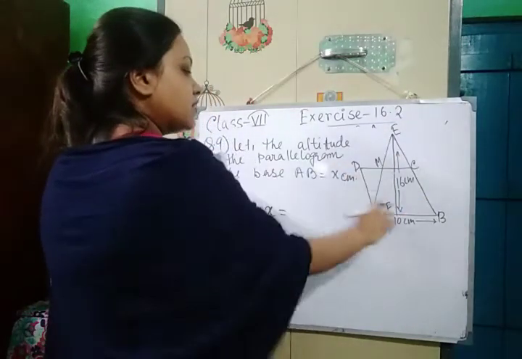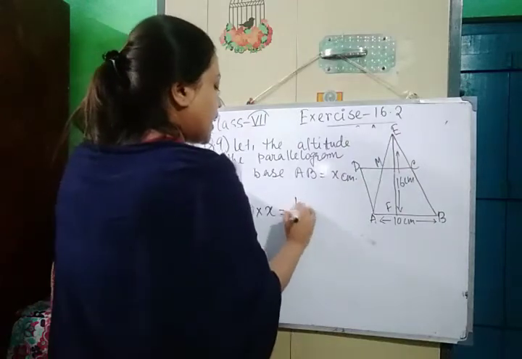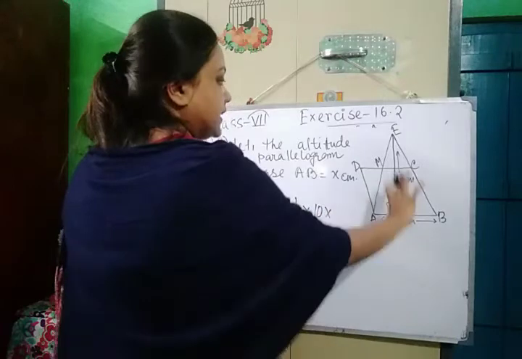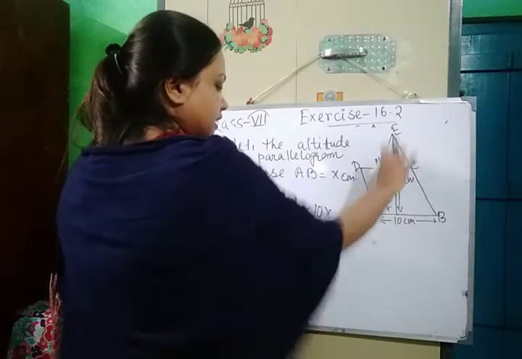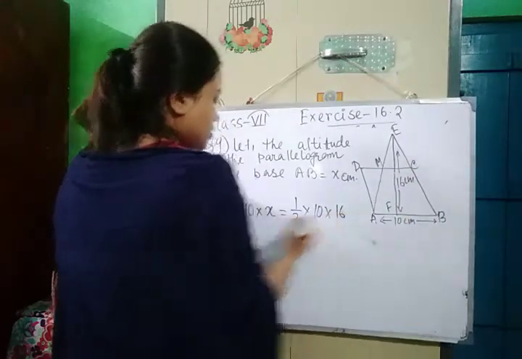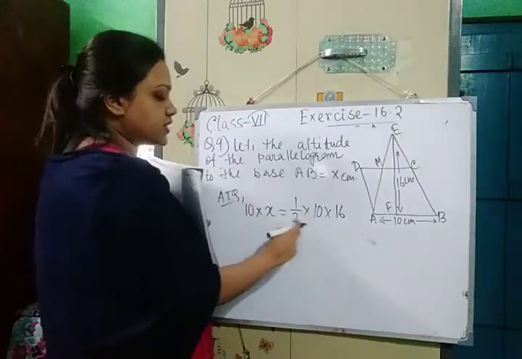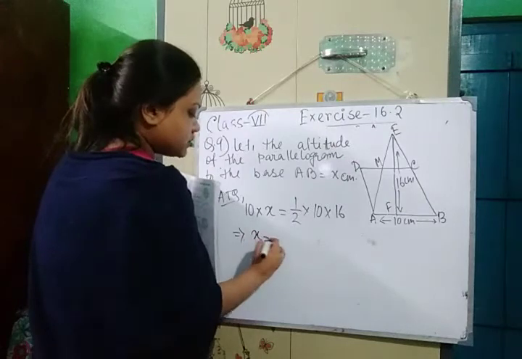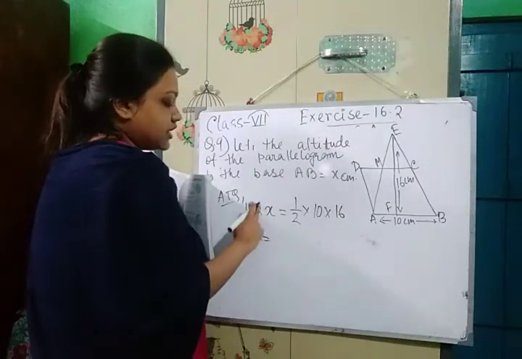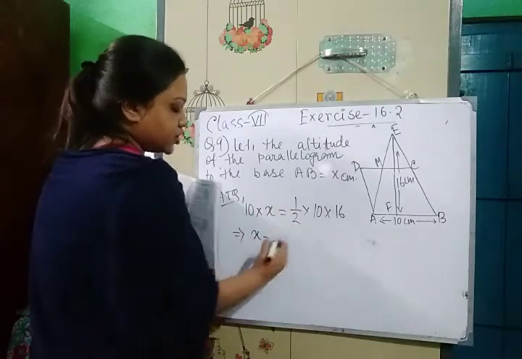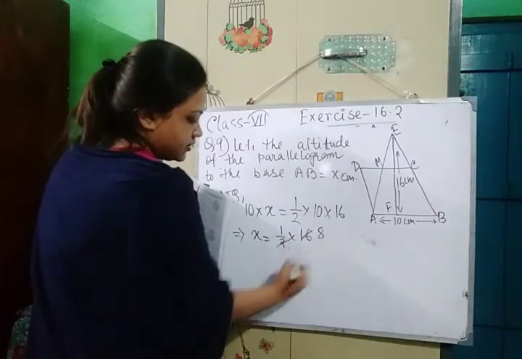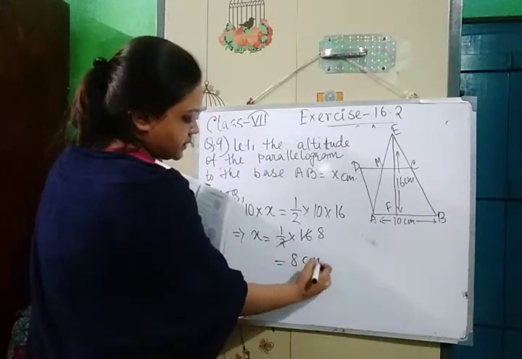So what is the area of the triangle ABE? Half into base. Base is 10 and height is this one, EF, 16. So according to the question, 10 into x equals half into 10 into 16. So from both sides we will cancel 10. So x equals half into 16.